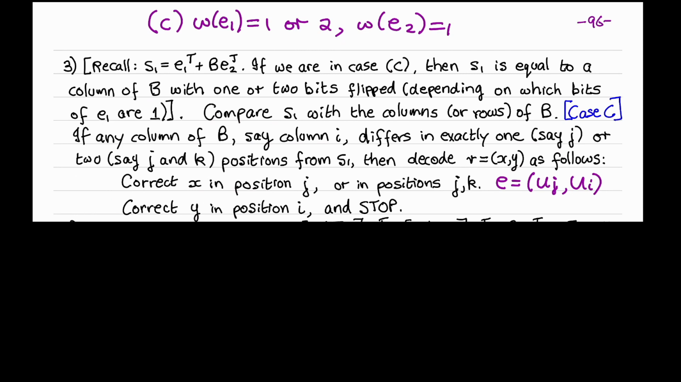The other subcase is where S1 differs from the ith column of B in exactly two positions, let's say the jth position and the kth position. In this case, we correct x in positions j and k, and we correct y in position i. In other words, we're selecting the error vector to be uj plus uk, comma ui, where again ui, uj, and uk are unit vectors of length 12. Again, you can check that this error vector E has weight 3, and its syndrome is equal to S1.